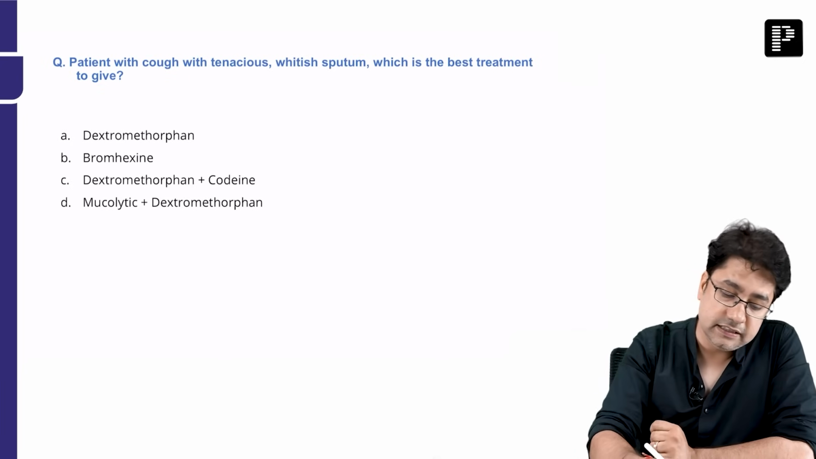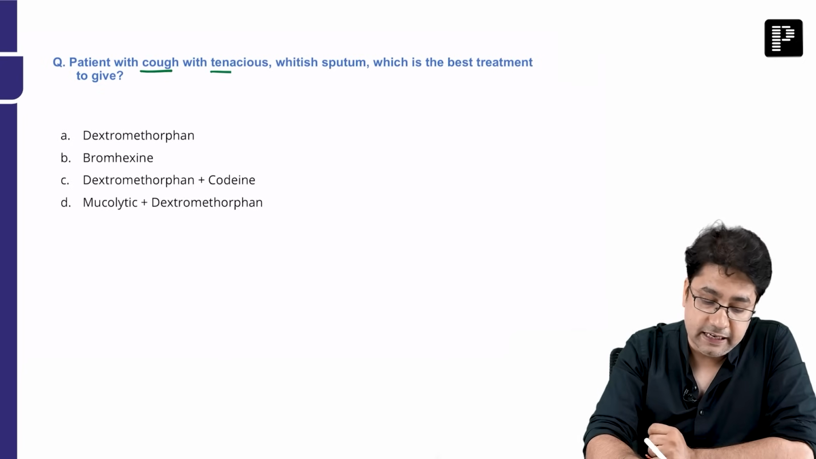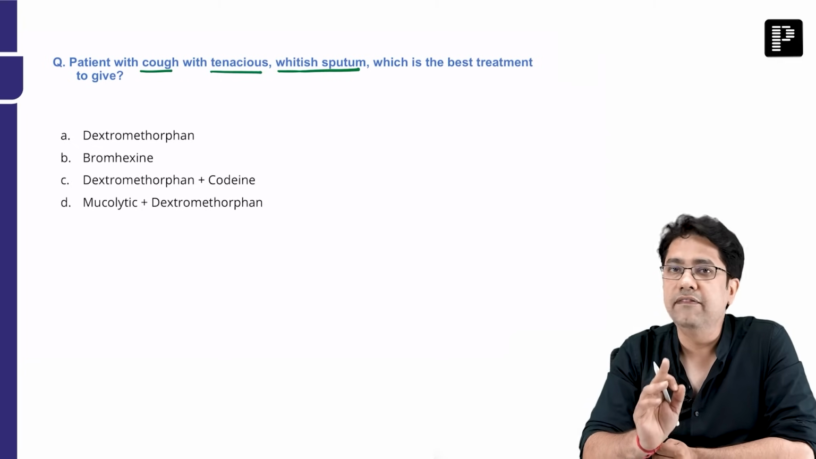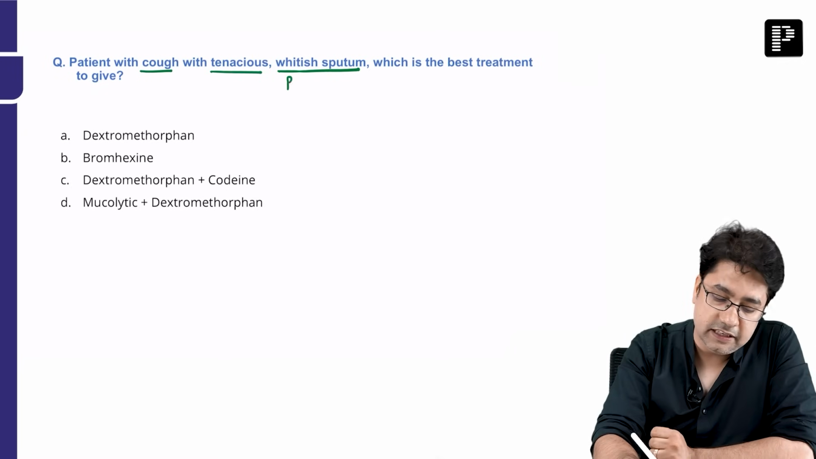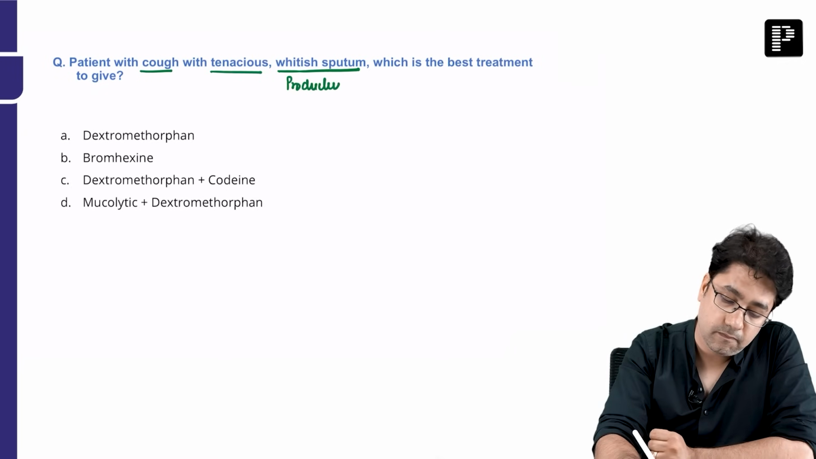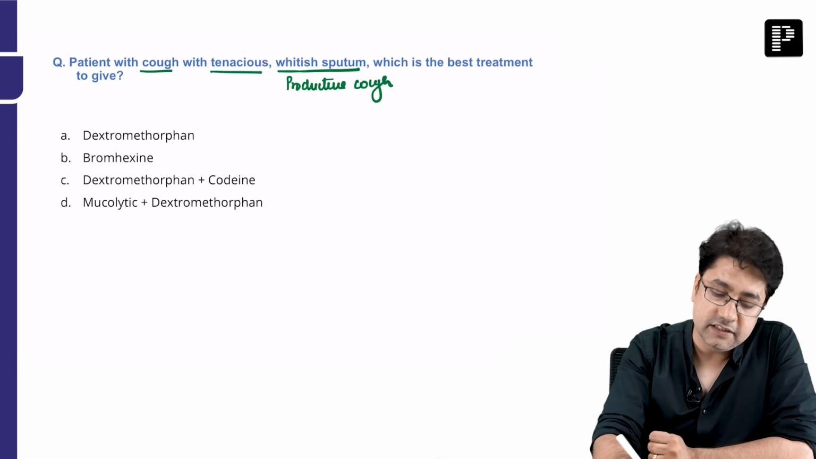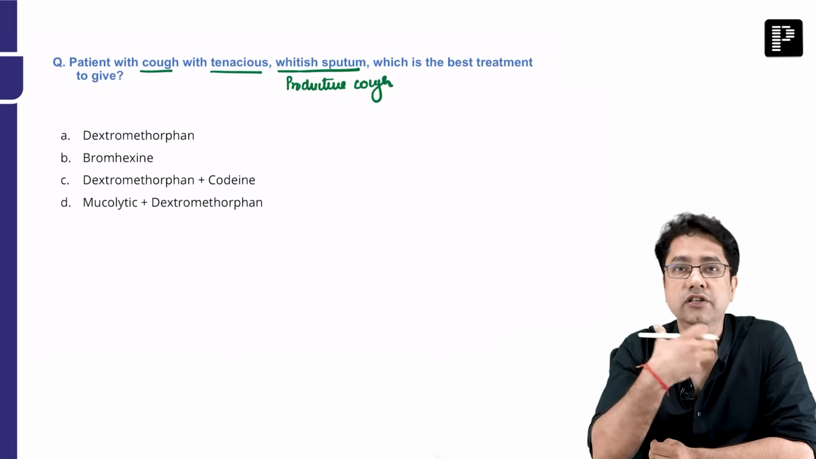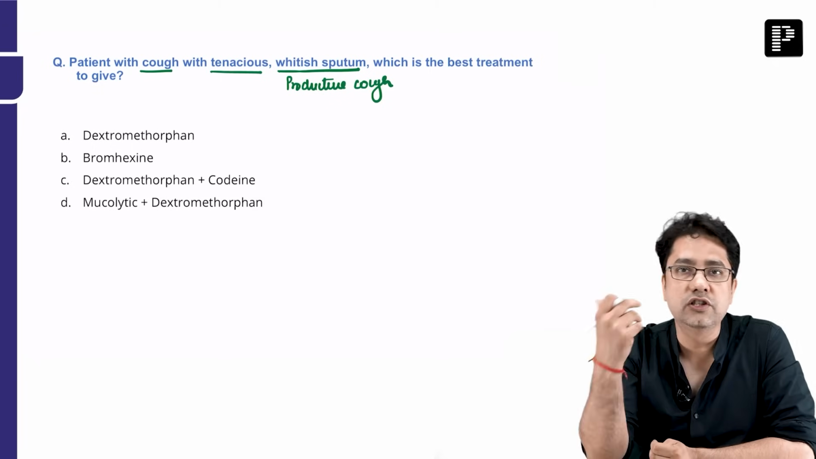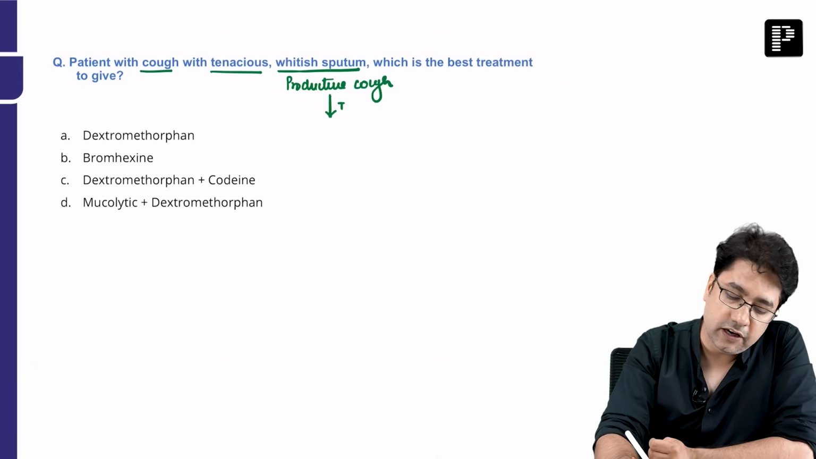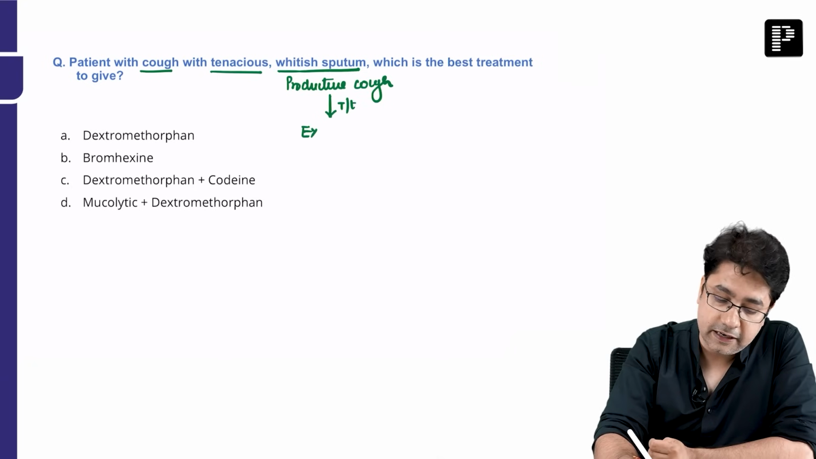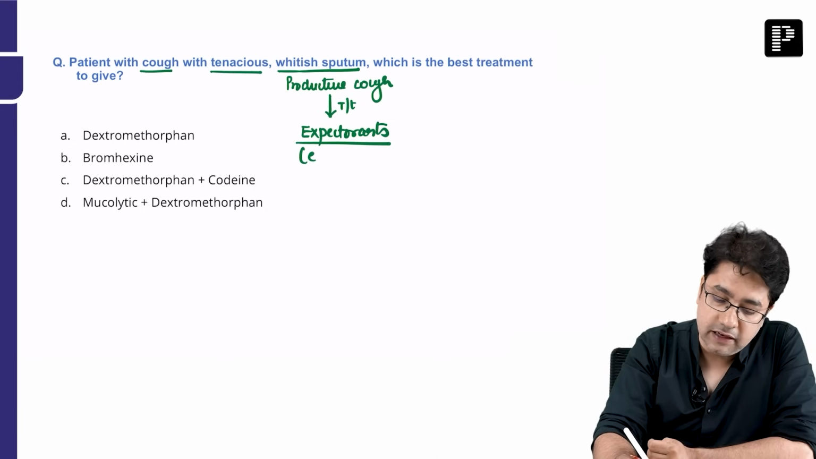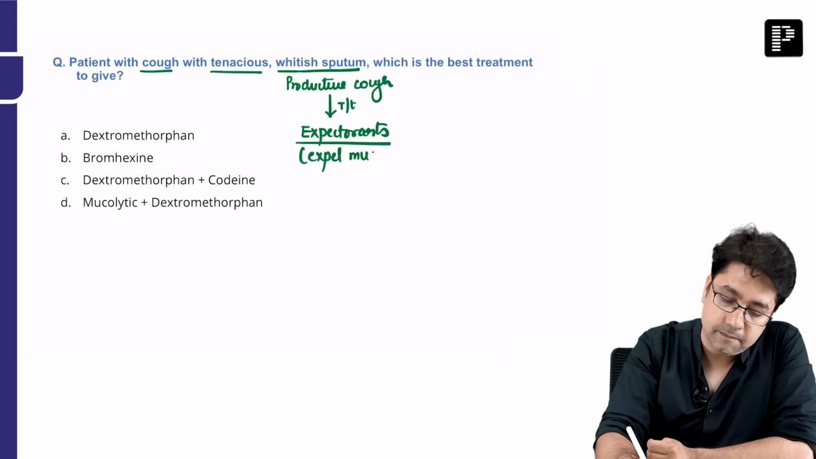Now the next question is, a patient with cough, tenacious whitish sputum, which is the best treatment? Now the patient is having sputum. That means the patient is having productive cough. So in productive cough, what is the treatment? We have to remove this mucus or sputum out of the body so that infection also comes along with sputum. Hence, in the treatment of productive cough, we give expectorants. Expectorants, as the name tells you, they will expel the mucus out.